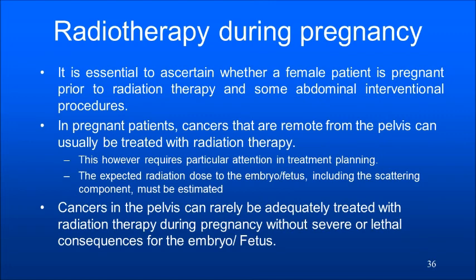It is essential to ascertain whether a female patient is pregnant prior to radiation therapy and some abdominal interventional procedures. In pregnant patients, cancers that are remote from the pelvis can usually be treated with radiation therapy. However, please note, you have to give very good attention in treatment planning so that the dose to embryo or fetus is much lower. It is expected that the radiation dose to embryo or fetus, including the scattered component, is estimated and provided for verification.